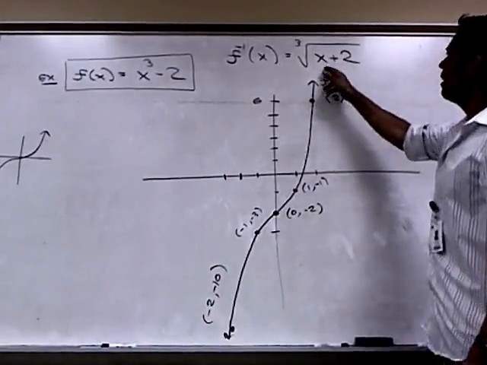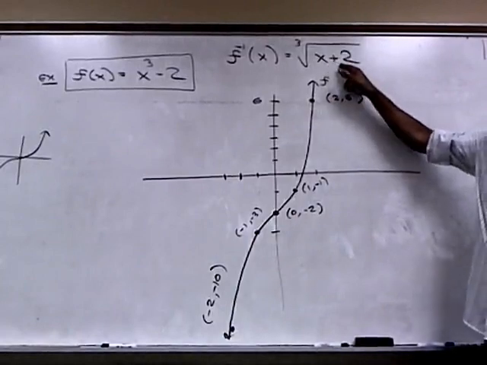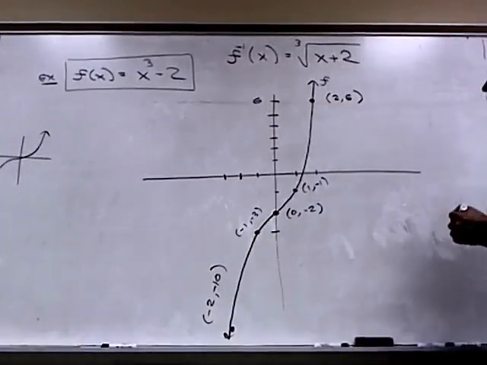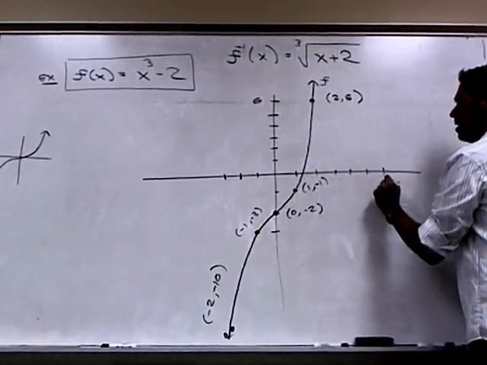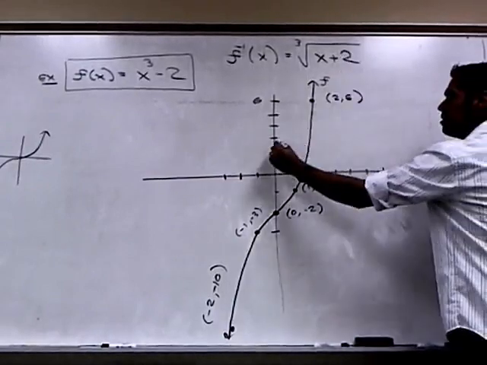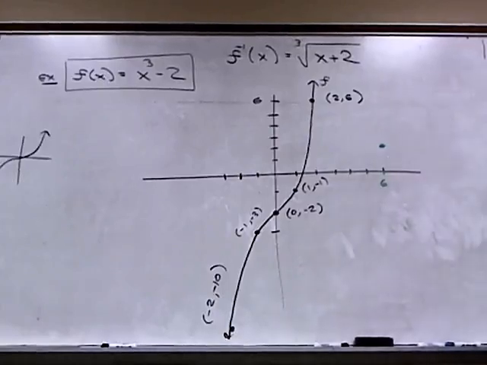How about, what's a number I could plug in there that I would know what the answer is? 6, right? If I plug in 6, 6 plus 2 is what? 8, cube root of 8. So you know what? 1, 2, 3, 4, 5, 6. At 6, I get cube root of 8, which is 2. That would be here. Can you think of another point that you'd be able to do cube root of?